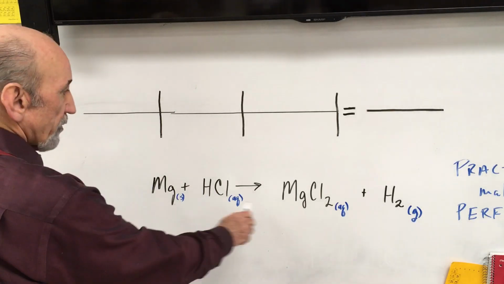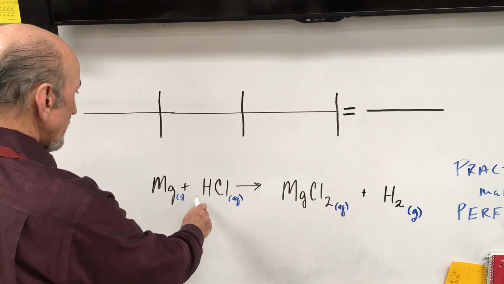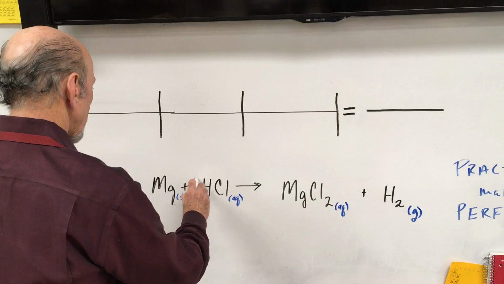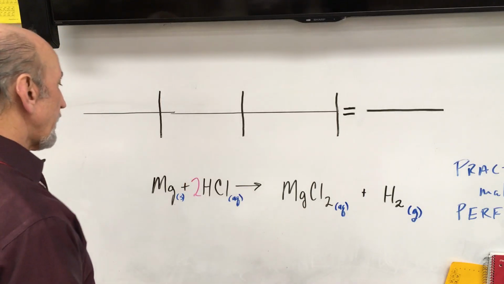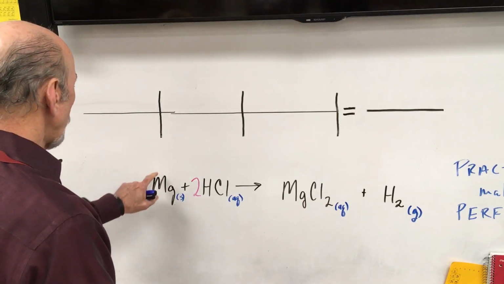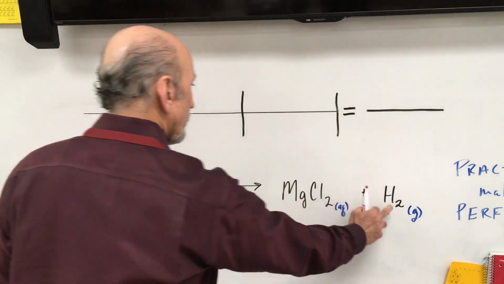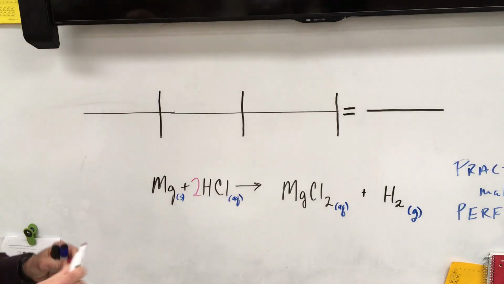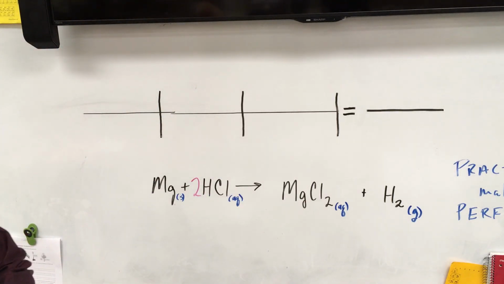So let's see, we have one magnesium, one magnesium. Let's save the hydrogen, 1 chlorine, 2 chlorines. Okay, now we have 2 chlorines, 2 hydrogens. We already have 2 hydrogens, 1, 1, 2, 2, 2 chlorines, 2. Okay, it's balanced. Now we can get started.